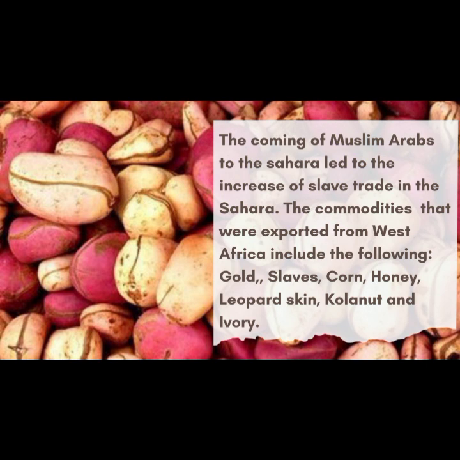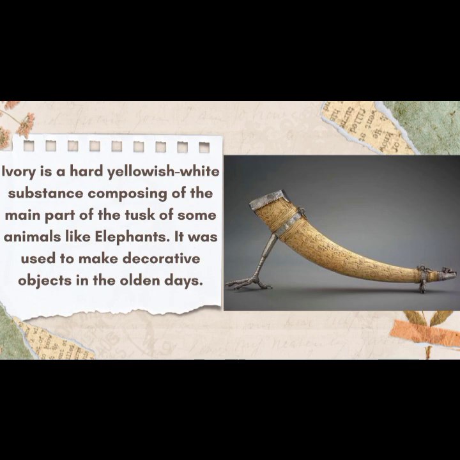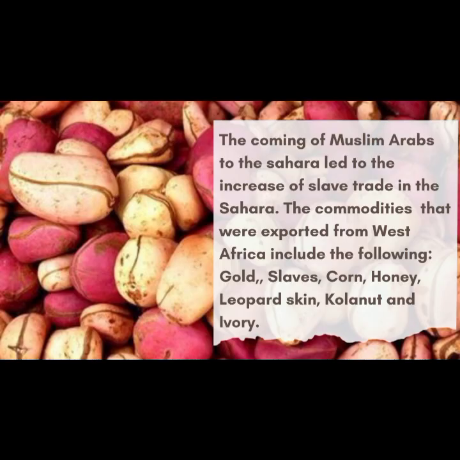Now, commodities that were exported from West Africa include gold, slaves, corn, honey, ivory. And ivory is a hard yellowish white substance composing the main part of the tusk of some animals, majorly elephants. It was used to make decorative objects in the olden days. And we also have leopard skins. Leopard skins could be used for making fine leather footwear, or even belts, or even some forms of clothing. And also we had the popular kola nut that still is very common today.